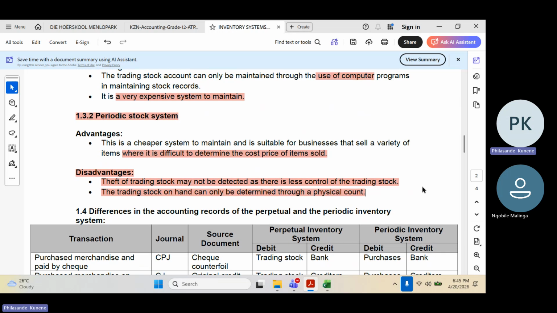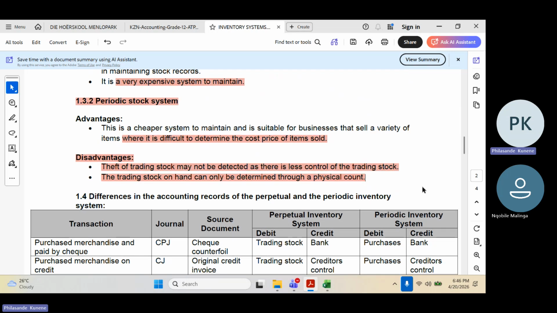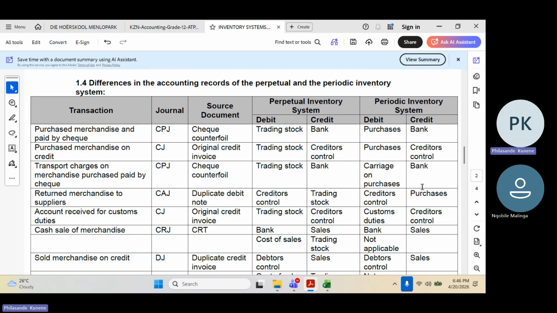Now, because these systems are different, even the accounting part will be different. You will see when you start doing the accounting for periodic and the accounting for perpetual, it will still be different because the systems are not the same. So things will be different.